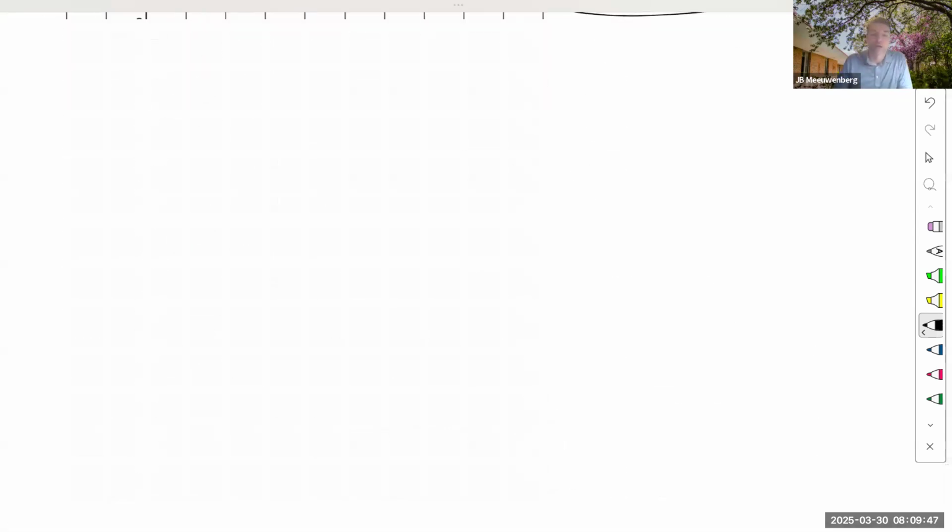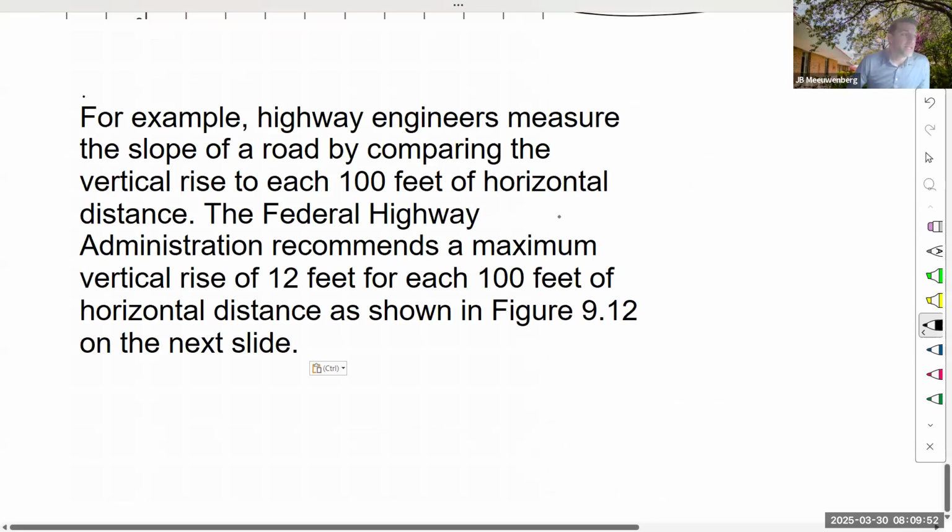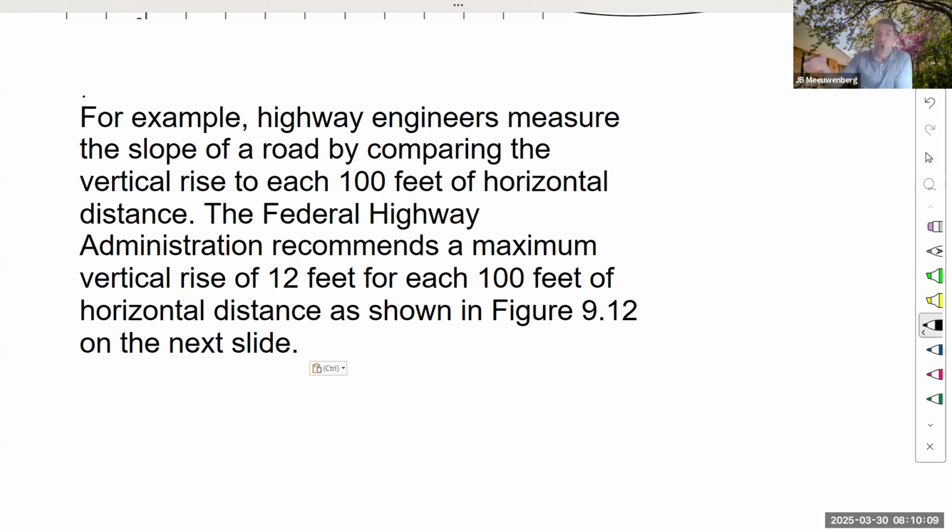So another scenario that's a real world situation involving slope is highways. So the roads that we drive on. Highway engineers measure the slope of a road by comparing the vertical rise to each 100 feet of horizontal distance. So as you're driving down the road, when you drive 100 feet down the road on a highway, the FHA recommends that you only can increase the road by 12 feet. Now, that's on a highway. So they want their highways generally flat for safety concerns.